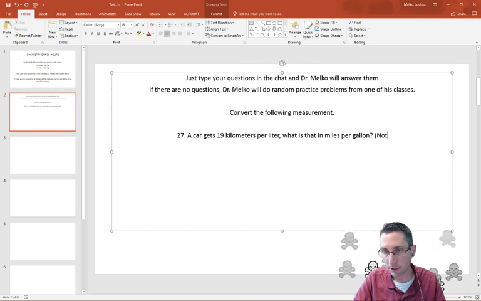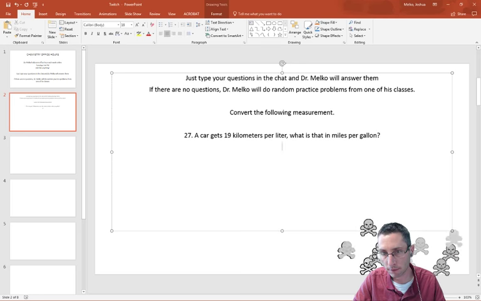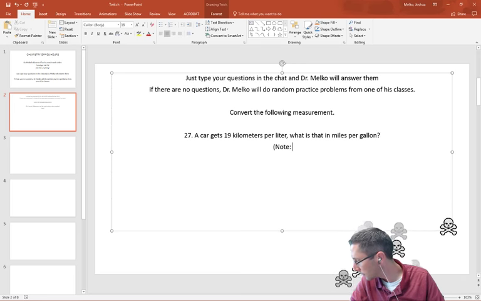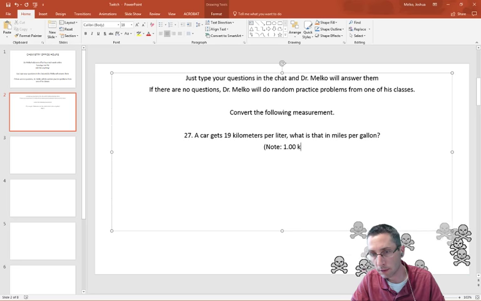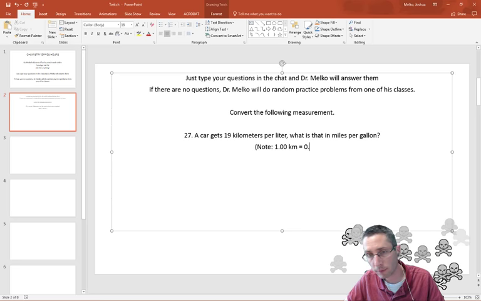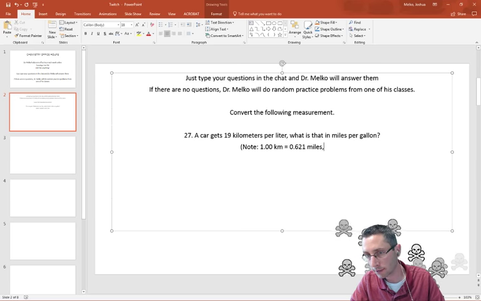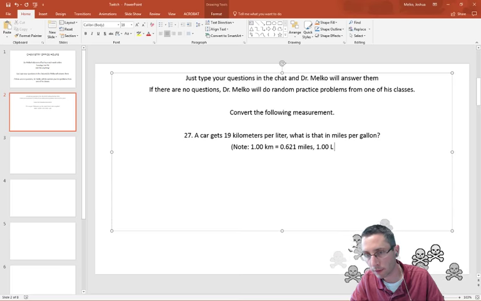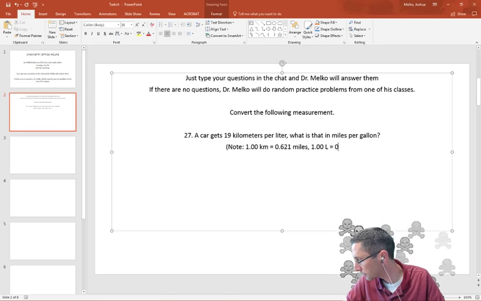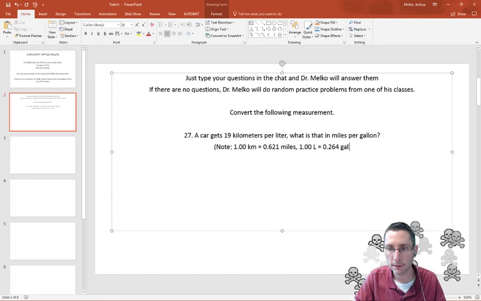Some given information here, I'll write under this. I have to give you some conversions. 1 kilometer is equal to 0.621 miles, and 1 liter is equal to 0.264 gallons.